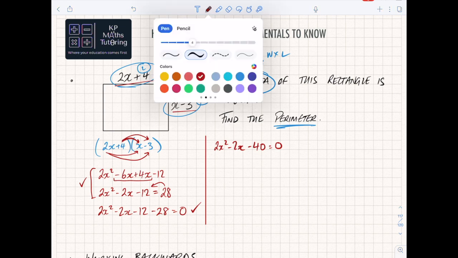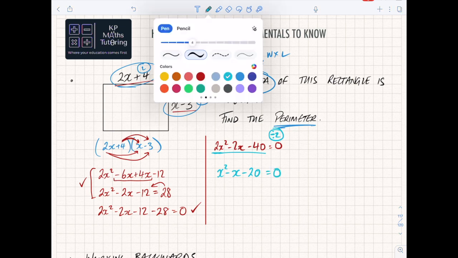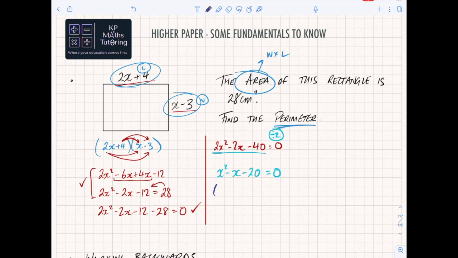Now, this is quite nice to simplify. The reason this is a little bit harder to factorise is because there's a 2x squared. However, each of these values can divide by 2, so I can have a little bit of a shortcut here, divide it all by 2, and then I just need to factorise and solve this equation instead. So we're looking at two numbers that add to minus 1 and multiply to minus 20.